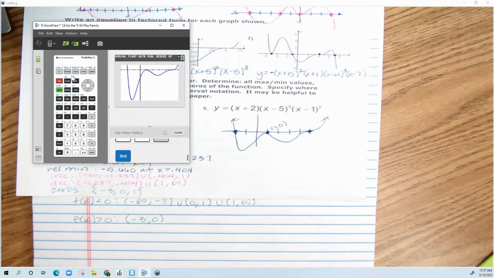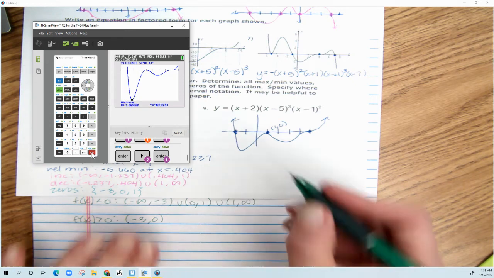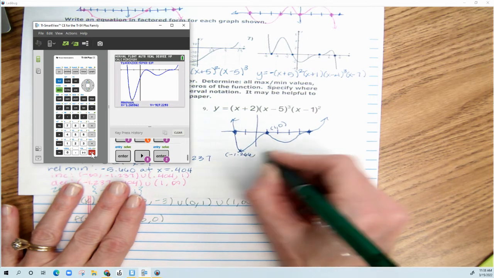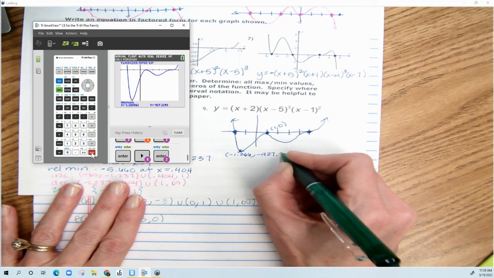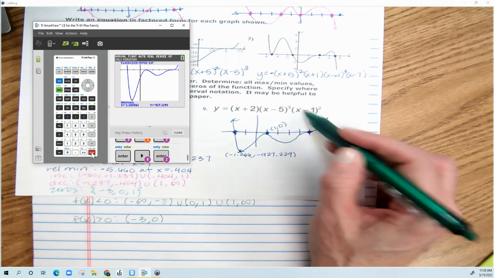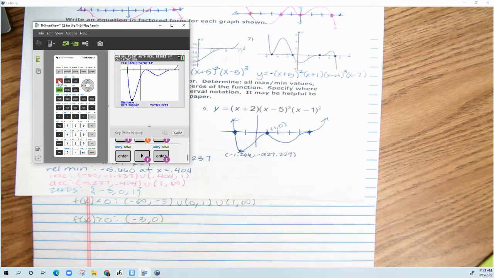I'm going to find this minimum from the calculator. So it just wants me to go someplace to the left of the turn, hit enter, to the right of the turn, hit enter, and then this point right here is -1.266 and -927.229. This turn, which is also an x-intercept, I knew from what they gave me. Remember, you can also have the calculator find it. That would be a maximum turn. So point to the left, point to the right.